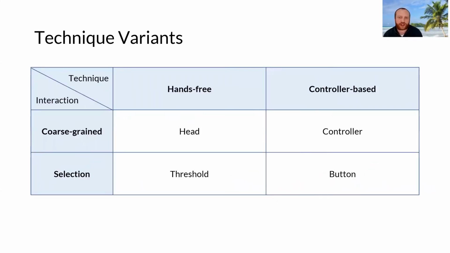We demonstrate outline pursuits with the implementation of two concrete techniques, one for hands-free selection and one where it extends controller-based raycasting. Each leverages a different coarse-grained and selection confirmation mechanism. Two applications highlight the strengths of outline pursuits.